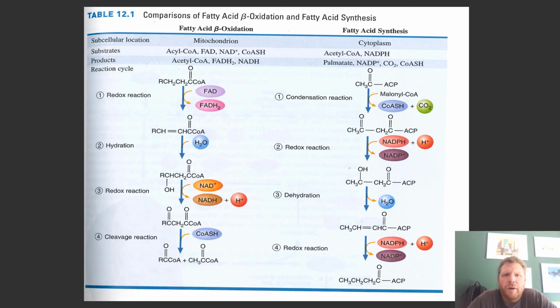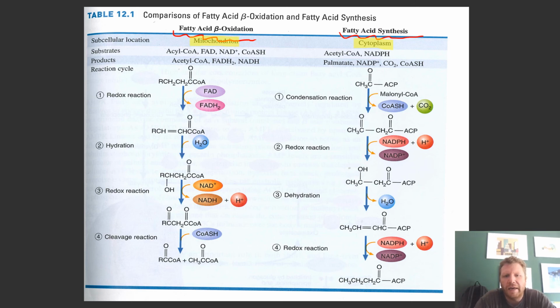So I think that this is maybe the most important compare and contrast for fatty acid metabolism. On the left-hand side, we've got beta oxidation. On the right-hand side, we've got fatty acid synthesis. The first thing that is important to point out and to recognize and appreciate is where these things are taking place. Subcellular location of beta oxidation: in the mitochondria. Synthesis: in the cytoplasm. What are the substrates for this?